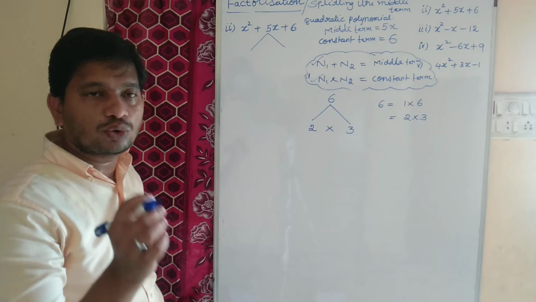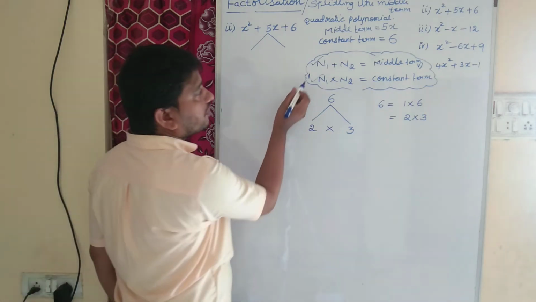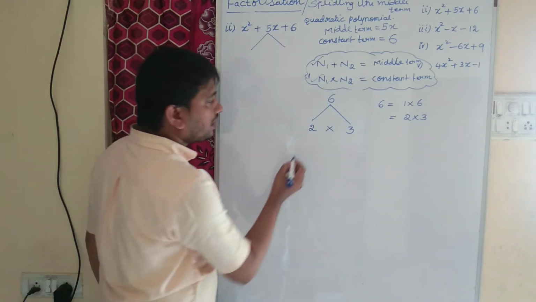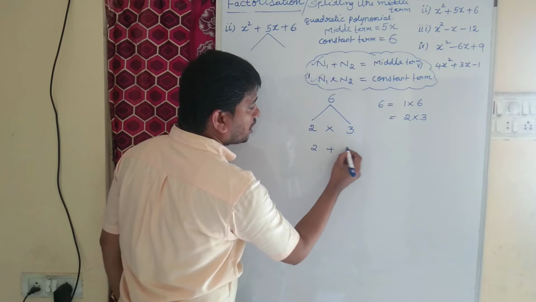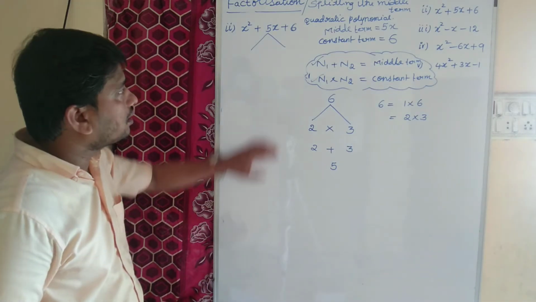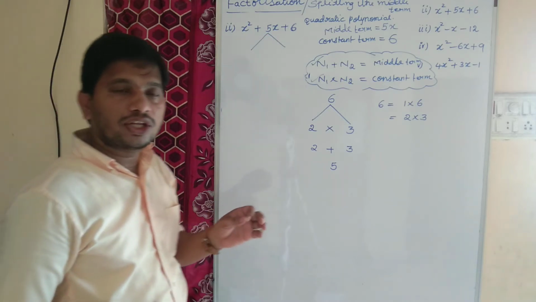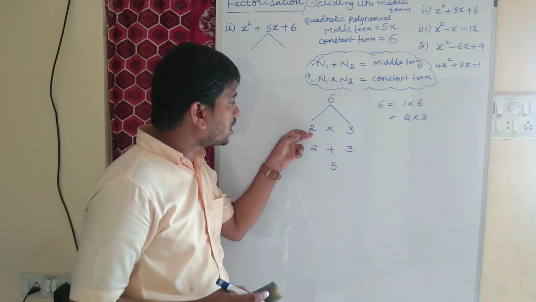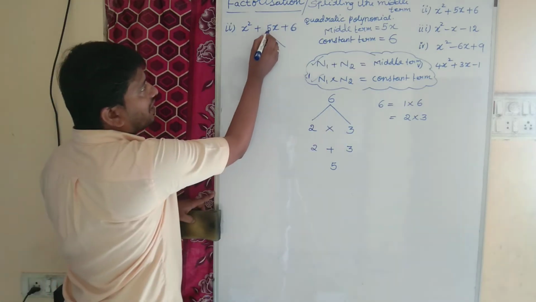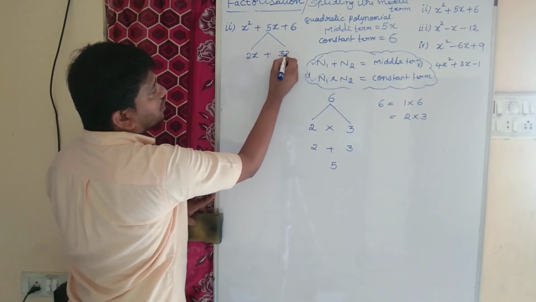When we multiply the two numbers, we are getting constant term. And the first condition is what? N1 plus N2 equal to middle term. If we add these two, 2 plus 3, we are getting 5. Yes, of course, the middle term is 5x only. So, what are the two numbers, children? Here the two numbers are 2 and 3. So, this 5x I can write as 2x plus 3x, students.